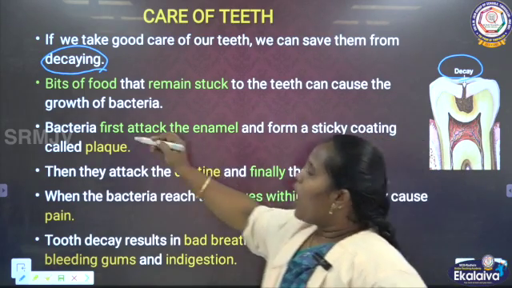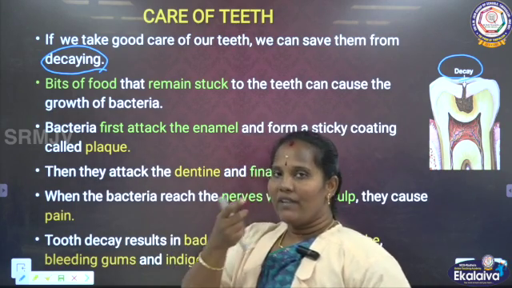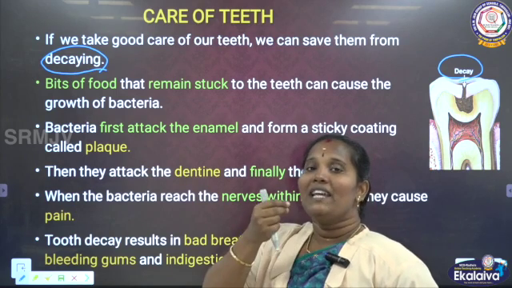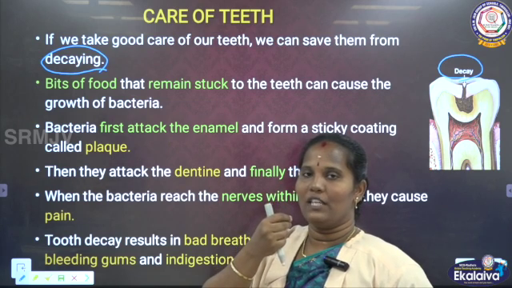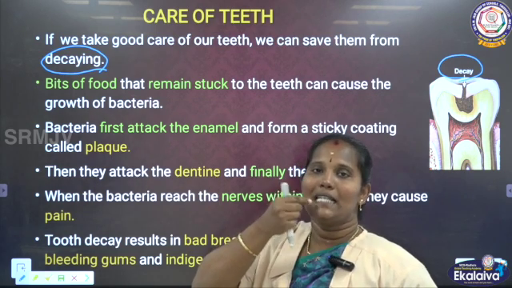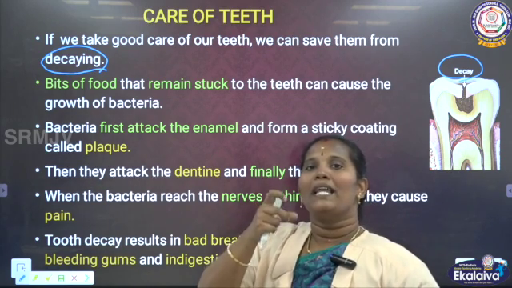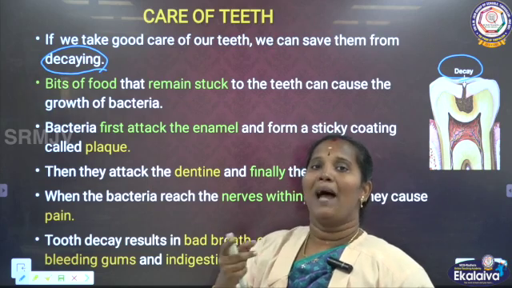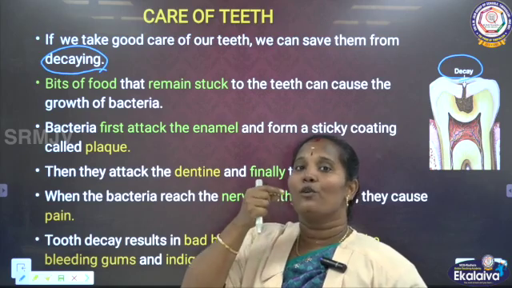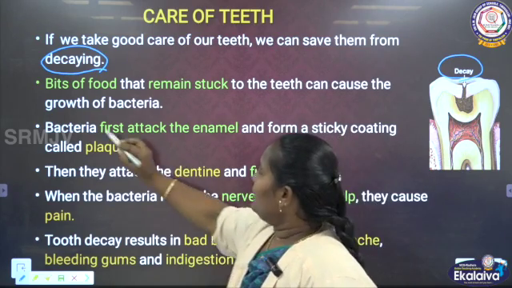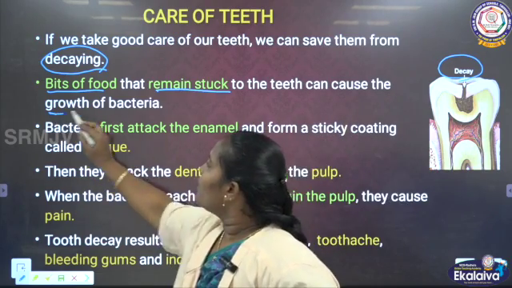See how tooth decay happens. While we are eating, some things will get stuck in between the teeth. In between the teeth there is a minute gap. If you are eating some foods, they will get stuck in between the teeth. If they get stuck, what will happen? After some time, microbes will grow there. What are the microbes? Bacteria. We get a bad smell from our mouth; this is the reason, bacteria are growing on this food. Bits of food that remain stuck in the teeth can cause the growth of bacteria.